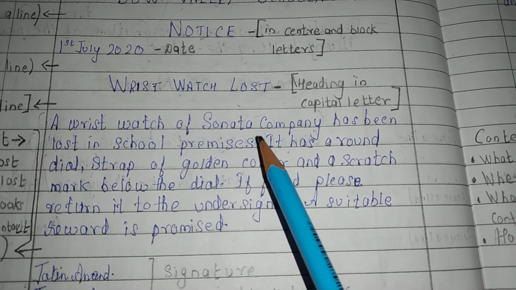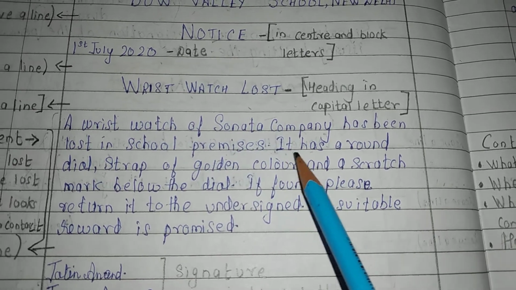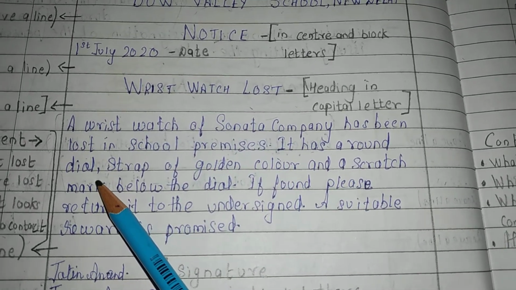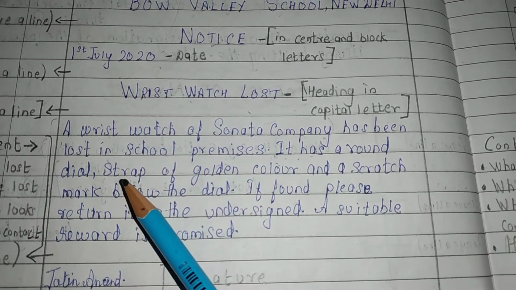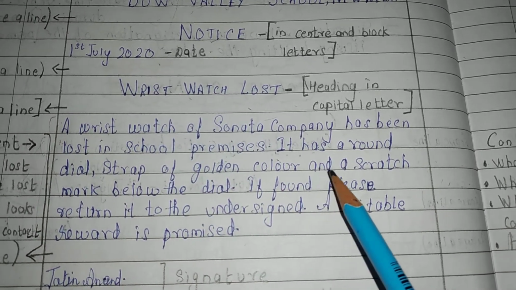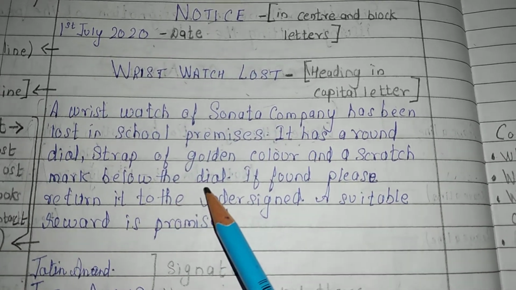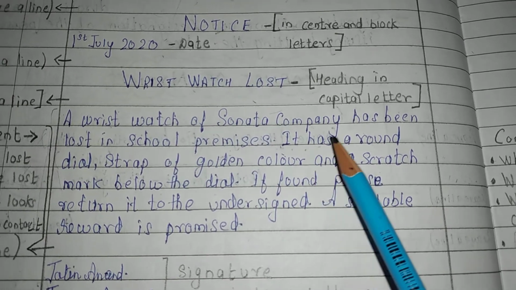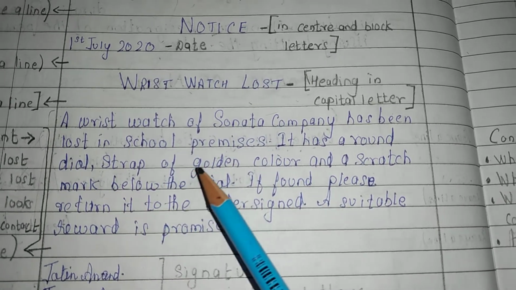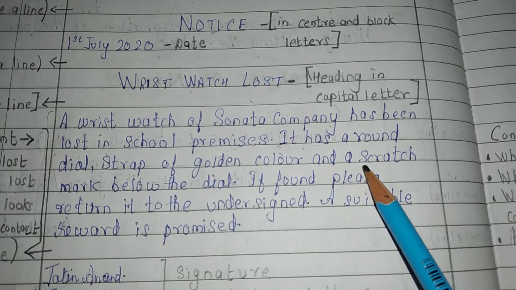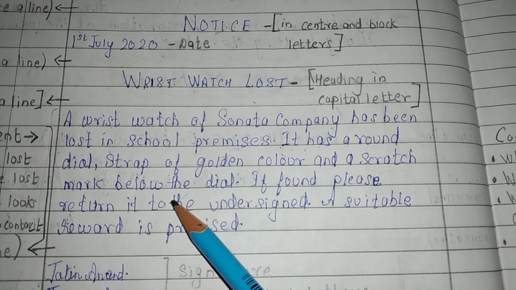ठीक है, सो उसके बाद हम लिखेंगे डिस्क्रिप्शन. It has a dial, it has a round dial, strap of golden color and a scratch mark below the dial. So हमने तीन हिंट दे दिए हैं. राउंड डायल है उसका, गोल्डन कलर की है और उसके एक स्क्रैच मार्क है डायल के नीचे.